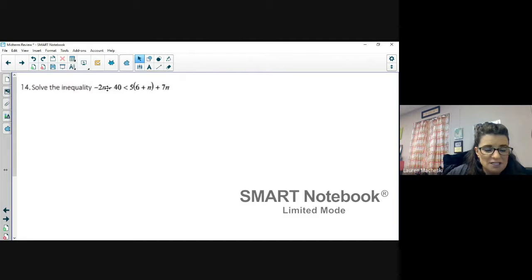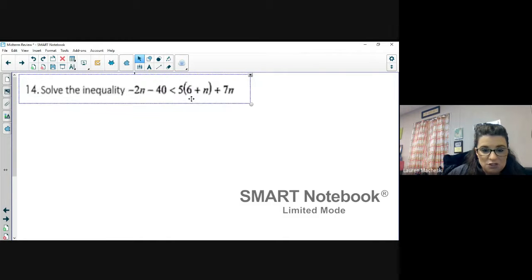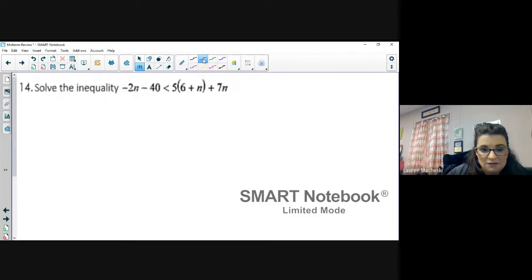All right, so number 14 says solve the inequality. This inequality looks like it's a little more in depth than the previous one we just did. So let's look at the left-hand side. -2n minus 40. There's no parentheses, there's no like terms, so I'm just going to leave it. If I look at this side, though, the right side, looks like I have parentheses, and then I may have like terms. So get rid of parentheses, distribute. So leave the left side.